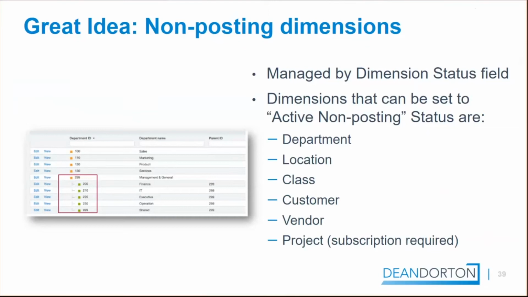So we can set a dimension as active non-posting. People will not be able to pick that dimension when they're doing transaction entry, but you'll still be able to use it for a reporting roll-up. And these are the current dimensions where they support this behavior: department, location, class, customer, vendor, and project, which honestly is where most of the parent-child is generally going on.